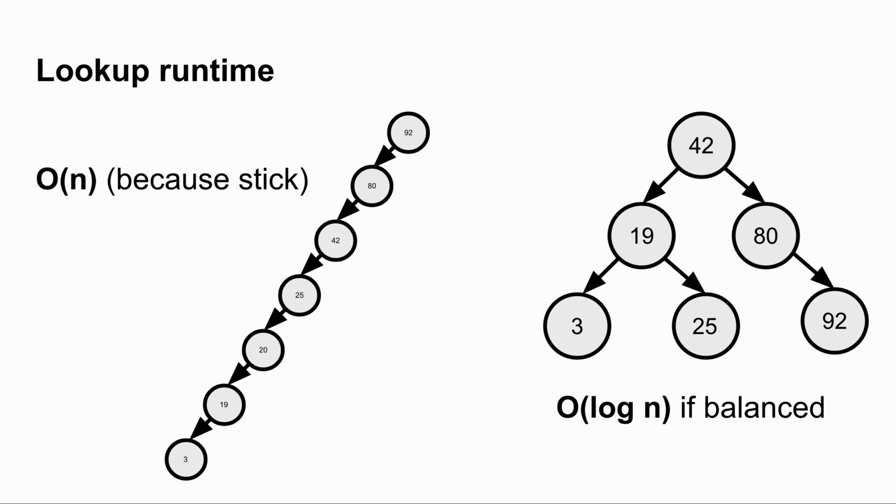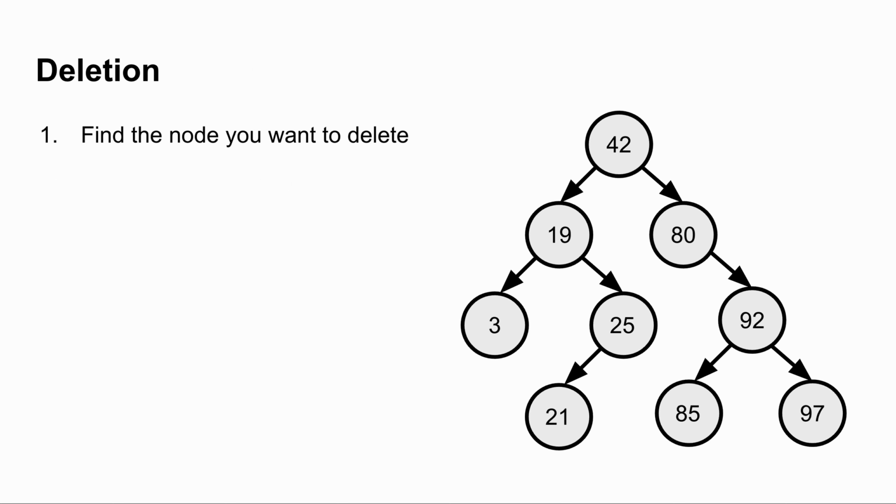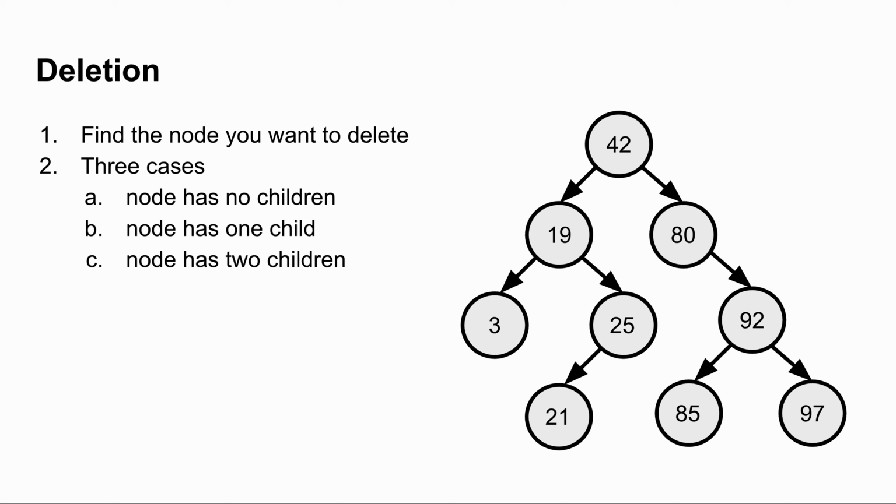Again, the lookup runtime is O of n in general and O of log n for a balanced tree. With deletion, first we find the node we want to delete. Then there are 3 cases. Either the node has no children, has 1 child, or has 2 children. Let's go over each of these cases one by one.